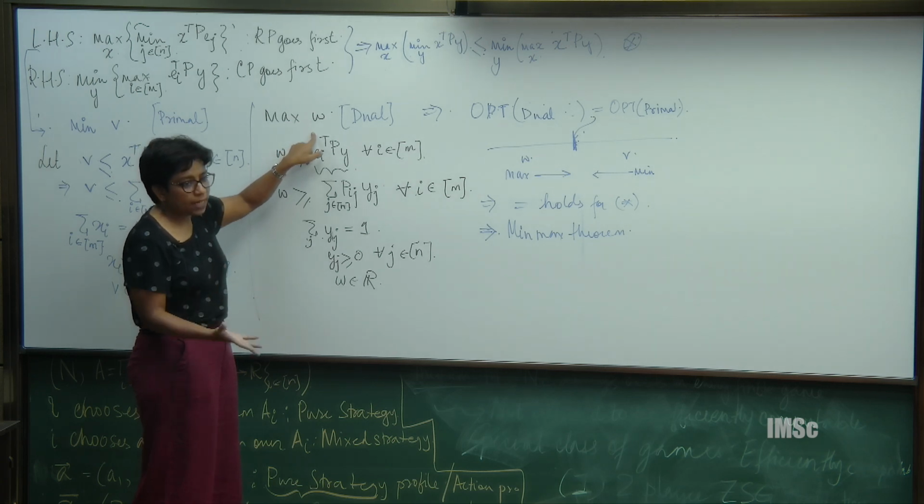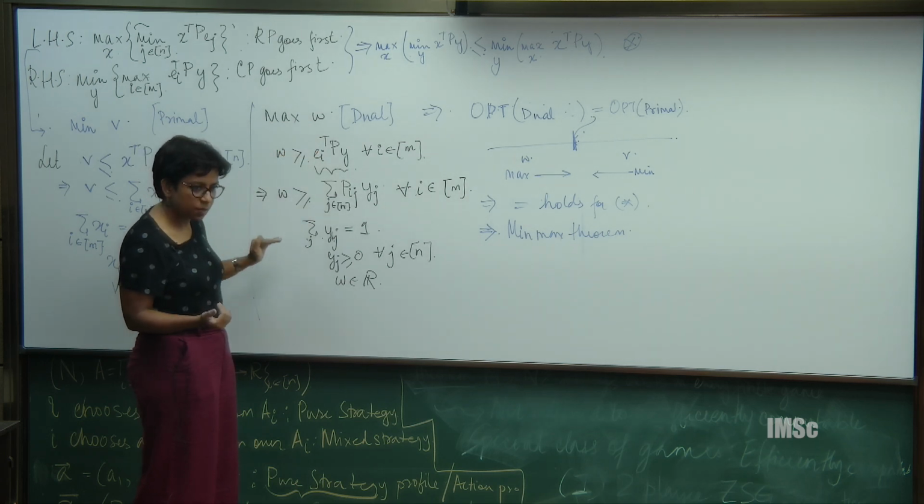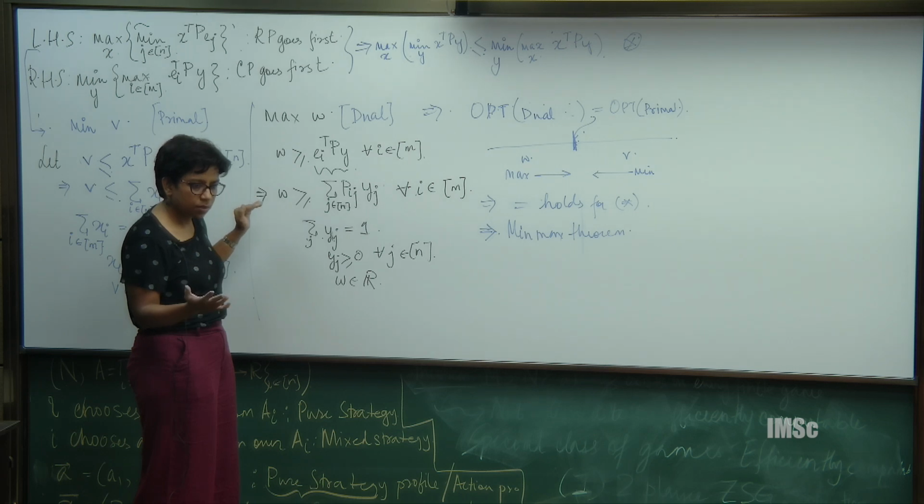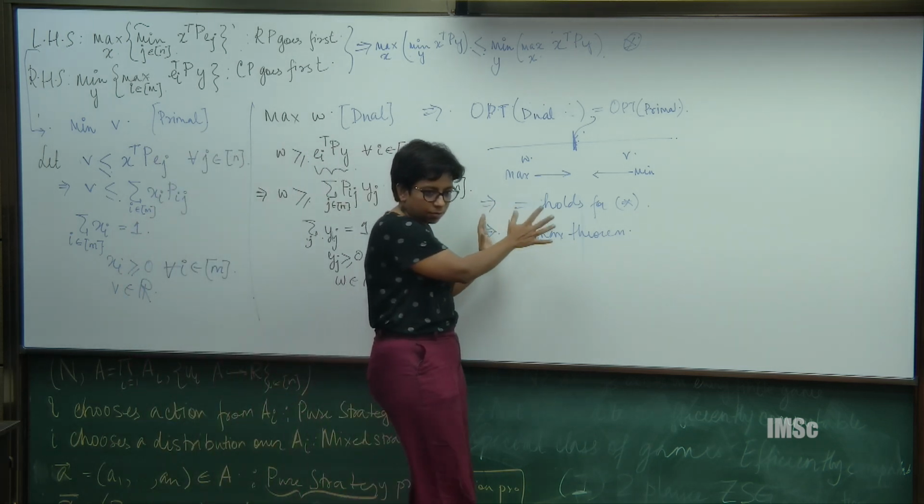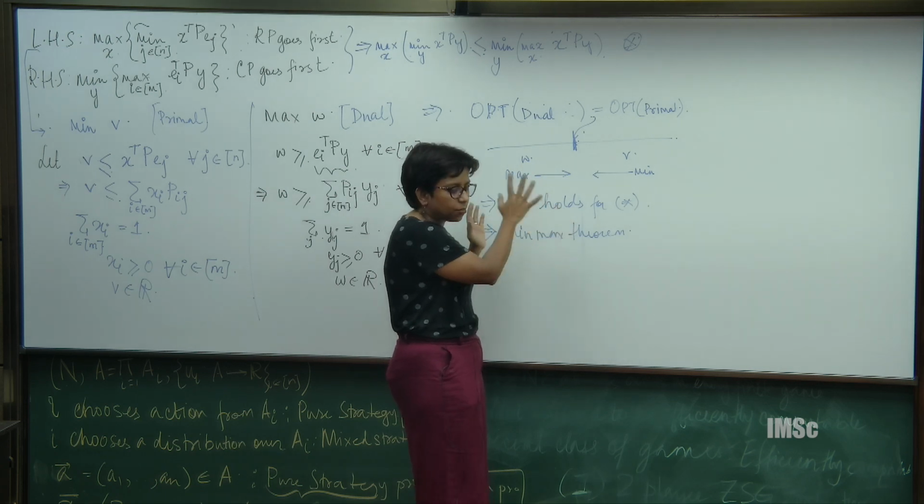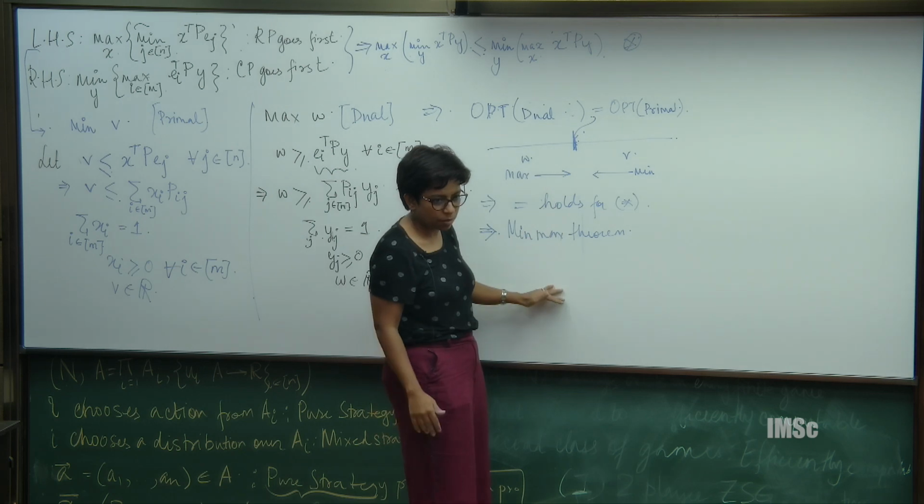We can solve linear programs efficiently, which means we can find optimum feasible solutions efficiently. And that is why this game, the Nash equilibrium, this game is solvable in polynomial time. These computations can be done in polynomial time.